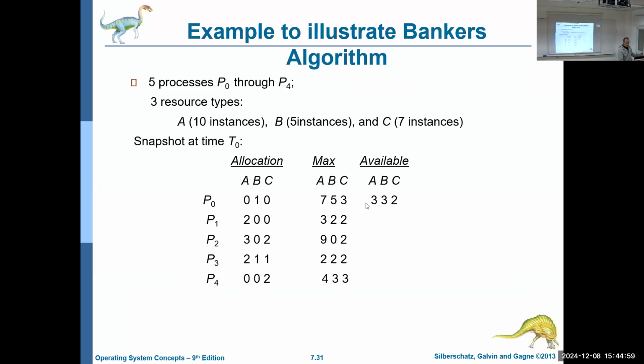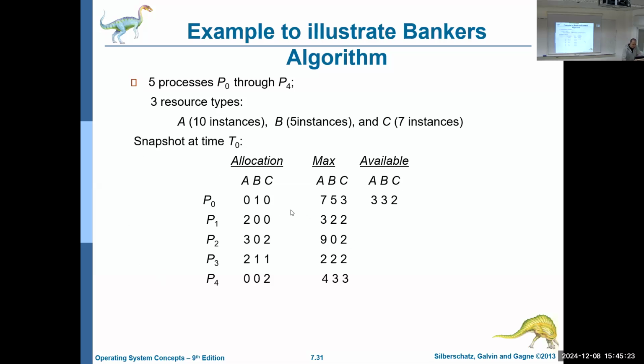So the 3 makes sense because it says here 10. And why 5 instances of B? Well, B is using 1, 1, and that's 2, and 3 plus 2 is 5. And C is 7. Well, they're using 5 and there's 2 left over. Okay. So this all makes sense.